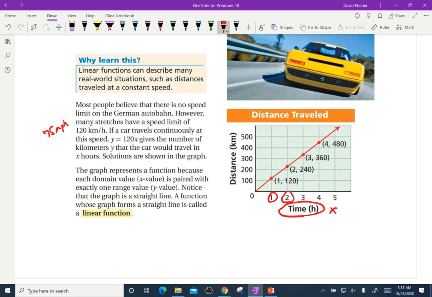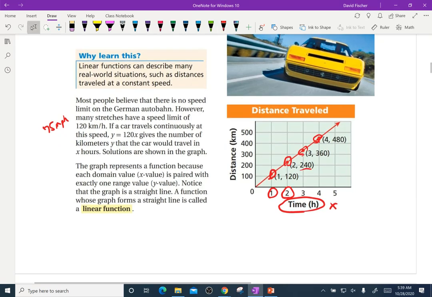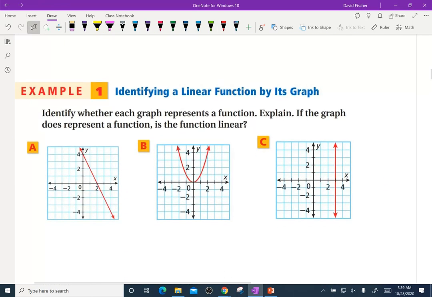If I travel 2 hours, well, I'm going to take 2 times 120 and I get 240. And so we can kind of predict as we're going along here about how far we'd go in 5 hours, let's say. All right. The graph represents a function because each domain x value is paired with exactly one range value. Sound familiar? Every domain has one and only one range value. Notice that the graph is a straight line. A function whose graph forms a straight line is called a linear function. You probably knew that from previous years.